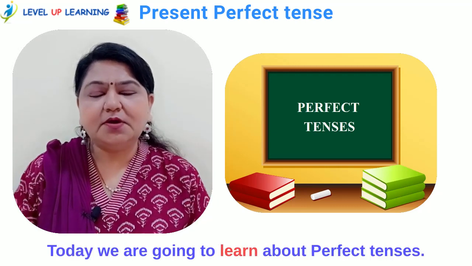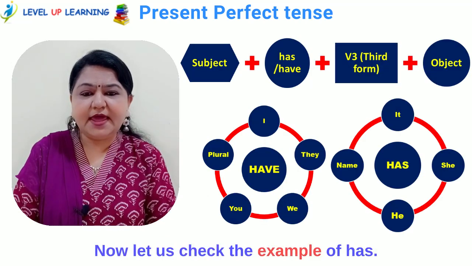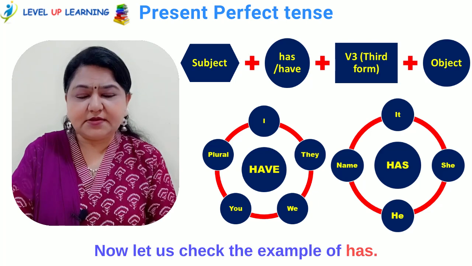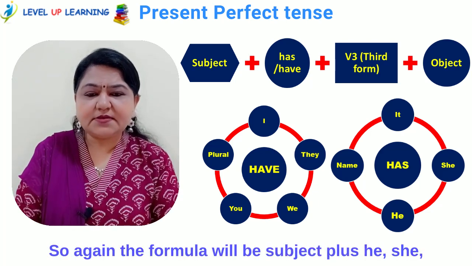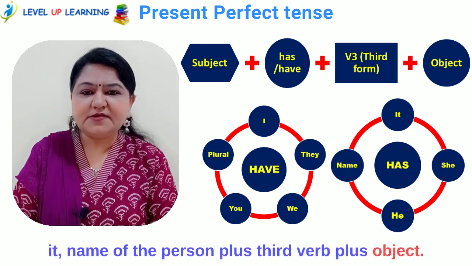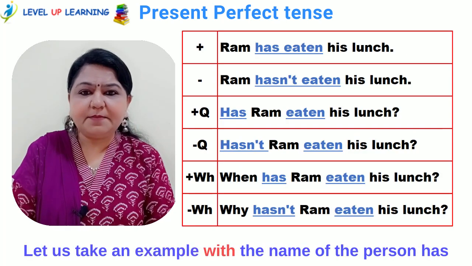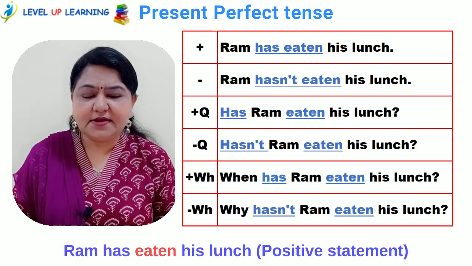Today we are going to learn about perfect tenses. Now let us check the example of has. So again the formula will be subject plus he, she, it, name of the person plus third verb plus object. Now let us take an example with the name of the person has. Ram has eaten his lunch.